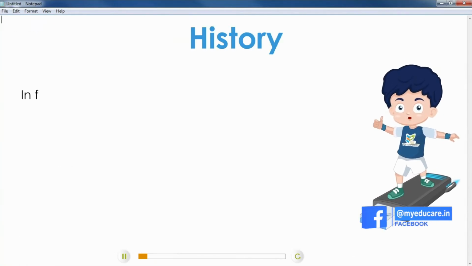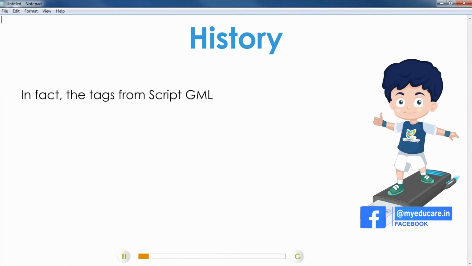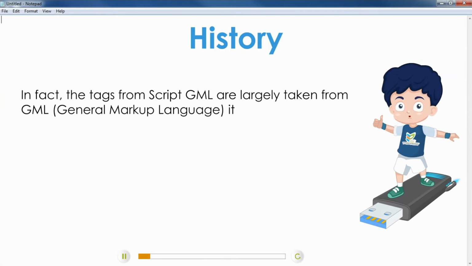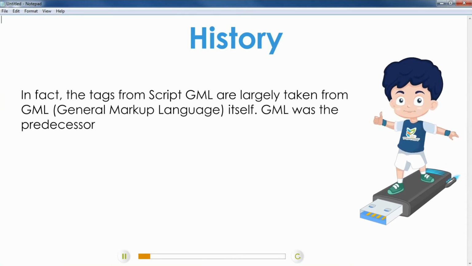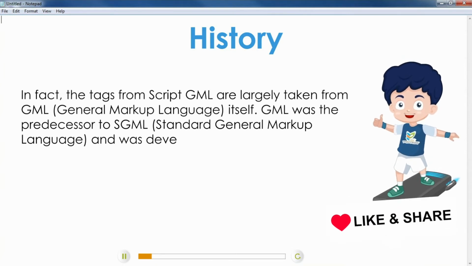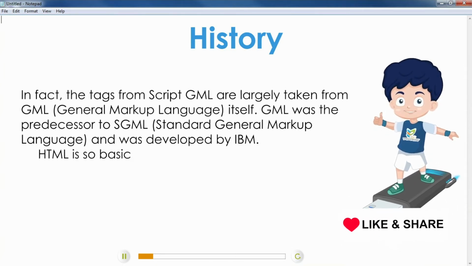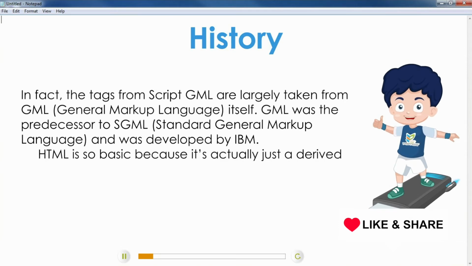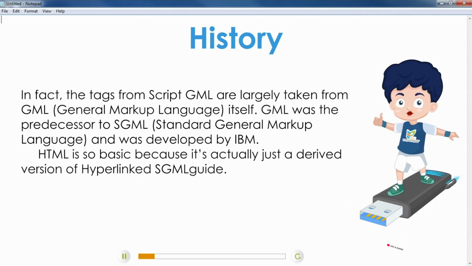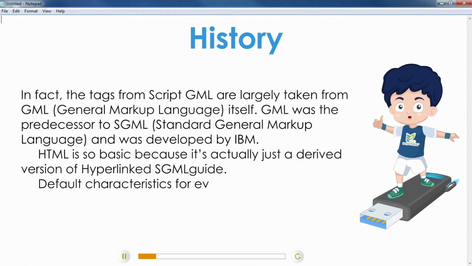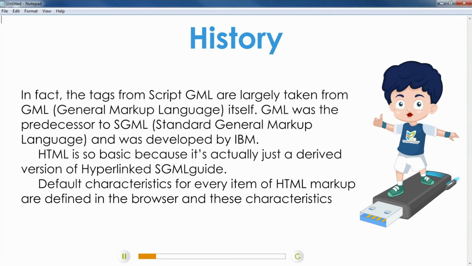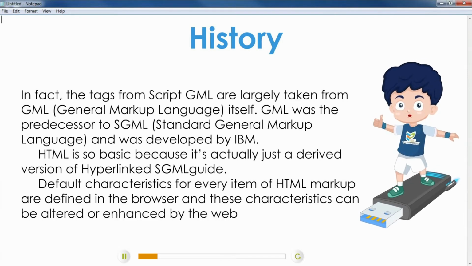History. In fact, the tags of SGML are largely taken from GML, that is General Markup Language itself. GML was the predecessor to SGML, that is Standard Generalized Markup Language, and was developed by IBM. HTML is so basic because it's actually just a derived version of a hyperlinked SGML guide. Default characteristics for every item of HTML markup are defined in the browser, and these characteristics can be altered or enhanced by the web page designer.